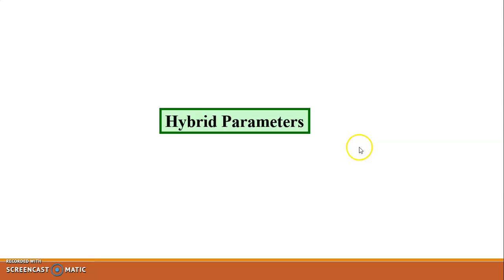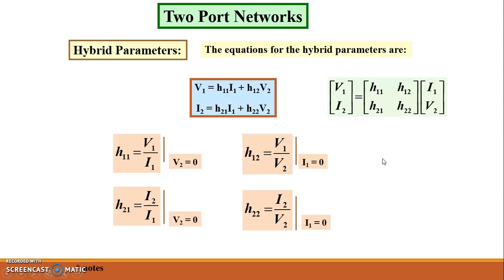Dear students, through this lecture you are going to study about the fourth type of network parameters known as hybrid parameters. In this parameter, we are going to represent the input voltage V1 and the output current I2 in terms of the input current I1 and the output voltage V2. I am repeating, the input voltage V1 and the output current I2 are represented as functions of the input current I1 and output voltage V2.